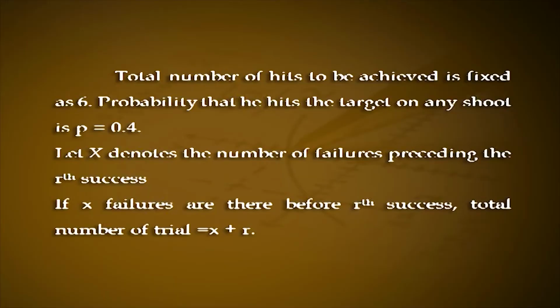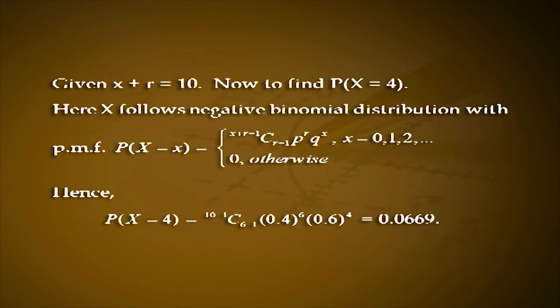Solution. Total number of hits to be achieved is fixed as 6. Probability that he hits the target on any shoot is p, that is equal to 0.4. Let x denote the number of failures preceding the rth success. If x failures are there before rth success, the number of trials equal to x plus r. Given x plus r equal to 10. Now to find P(x = 4).